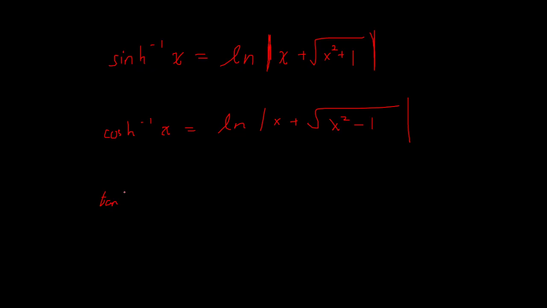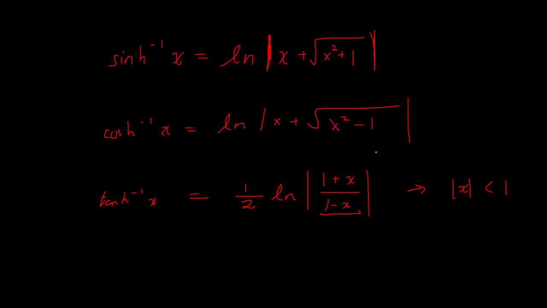As for tanh, you could just do divisions, but don't do that. Preferably we do 1 by 2 times ln of 1 plus x divided by 1 minus x. Now this condition is only if the modulus of x is lower than 1. Basically it means the magnitude of x must be lower than 1. The reason is that this cannot be negative, otherwise it invalidates it, and that's why you have the modulus here.